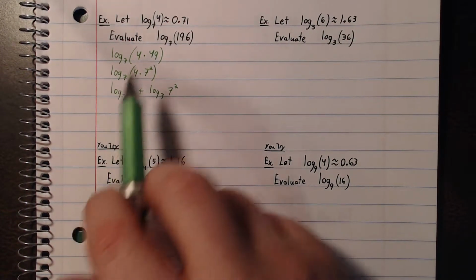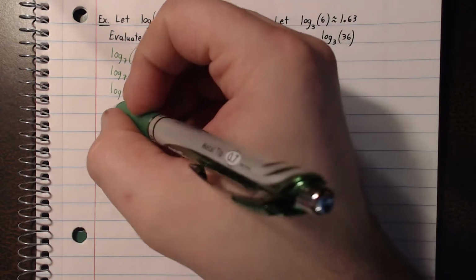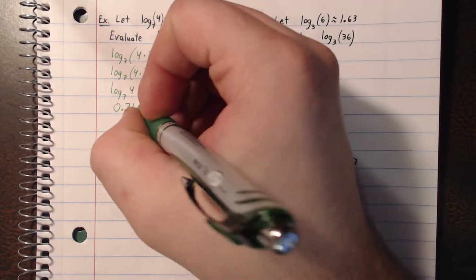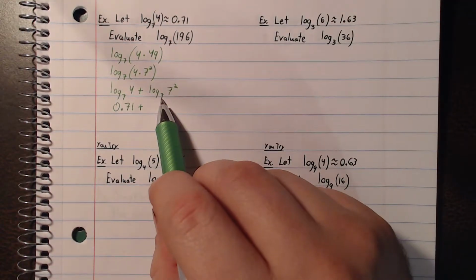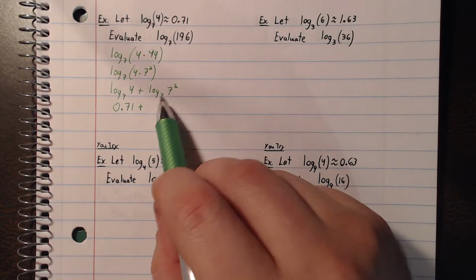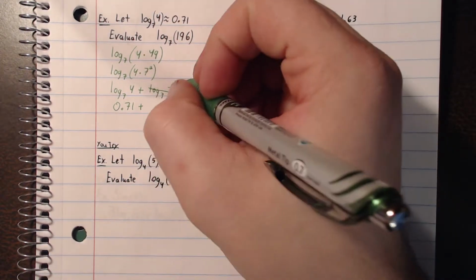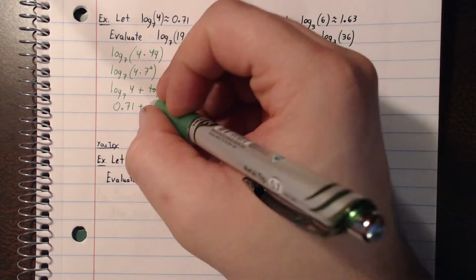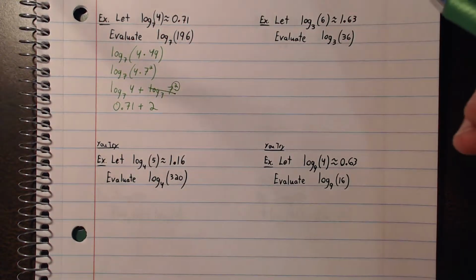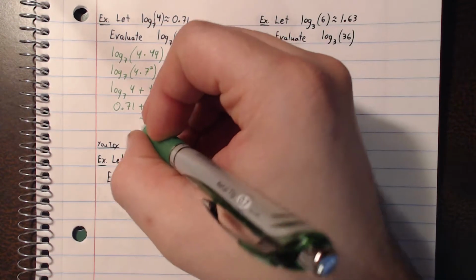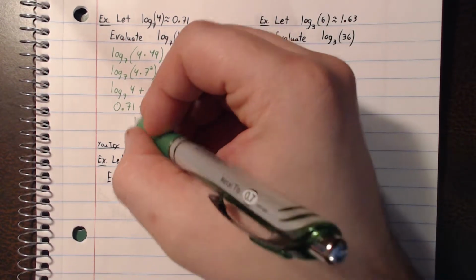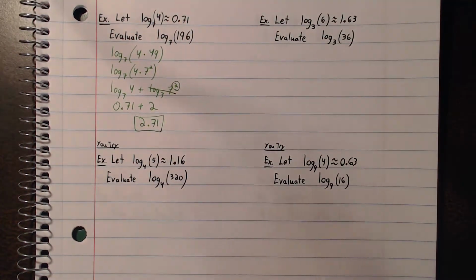This, they told us, was approximately 0.71. Here I have log and the same value. So these things are just going to eliminate, and I'm left with 2. So I have 0.71 plus 2 gives us 2.71 as a solution. By the way, that last step that we just did, that would have been your inverse property.